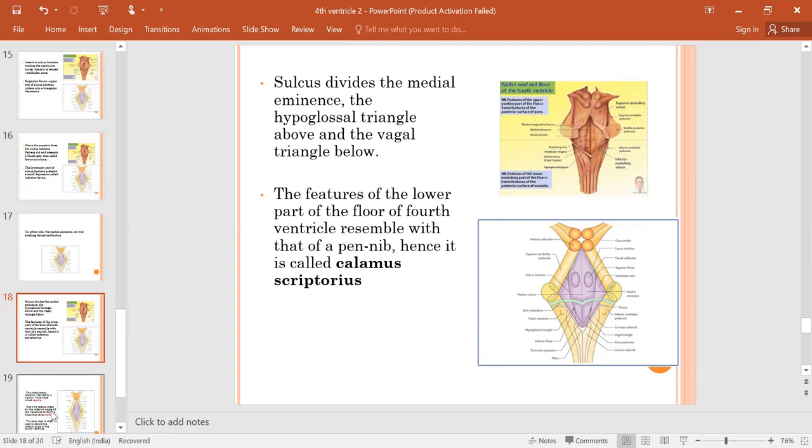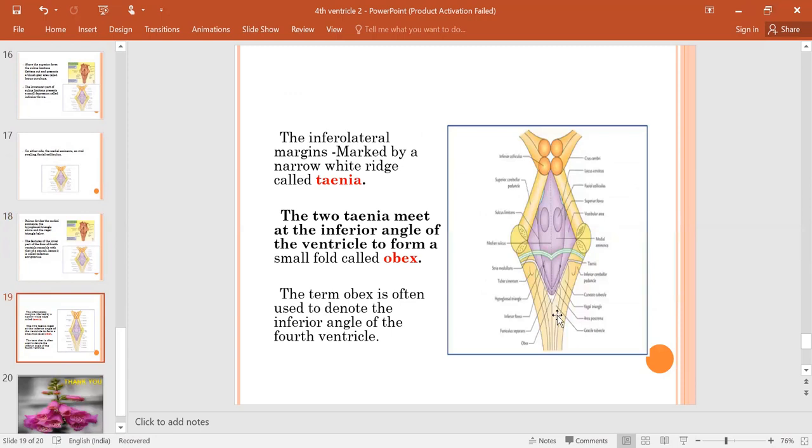The infralateral margin of the floor of the fourth ventricle is marked by a narrow white ridge that is called the taenia. The two taeniae, that is the taenia of the right side and the left side, meet at the inferior angle to form a small fold that is called the obex. And this obex denotes the inferior angle of the fourth ventricle.